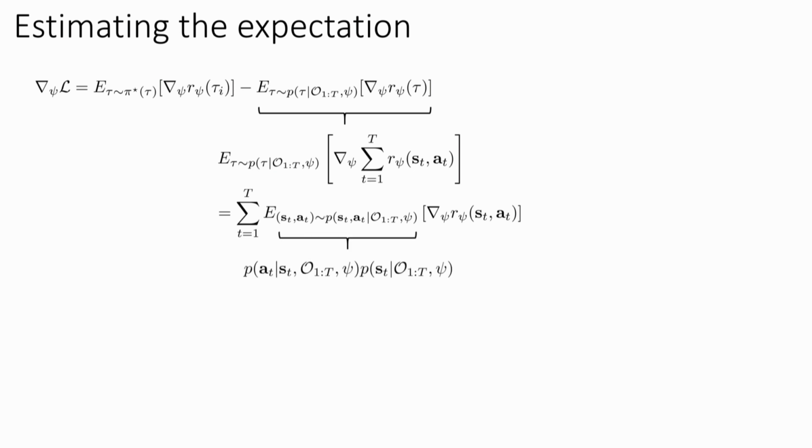So I'm going to use the chain rule to break them up into P of AT given ST, comma optimality, times P of ST given optimality. And these things we saw before. So the first term is simply our soft optimal policy. And we saw last week how if we have backward messages, we can actually calculate those probabilities using our backward messages.